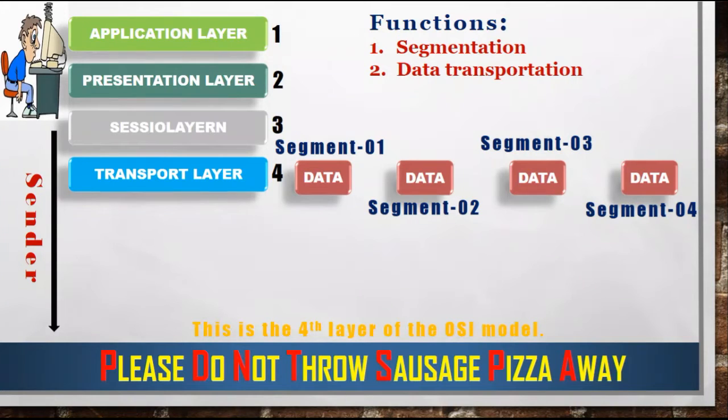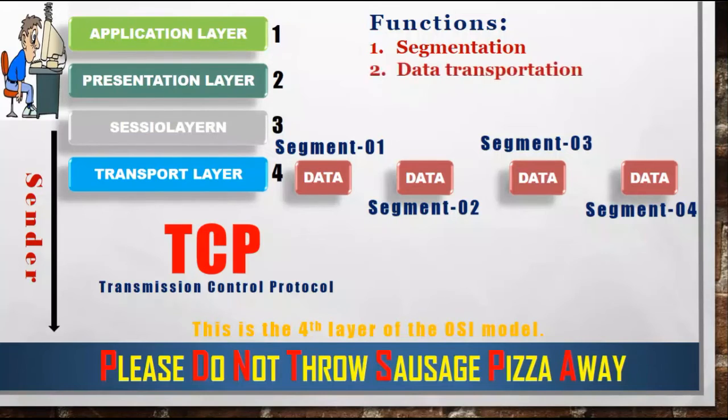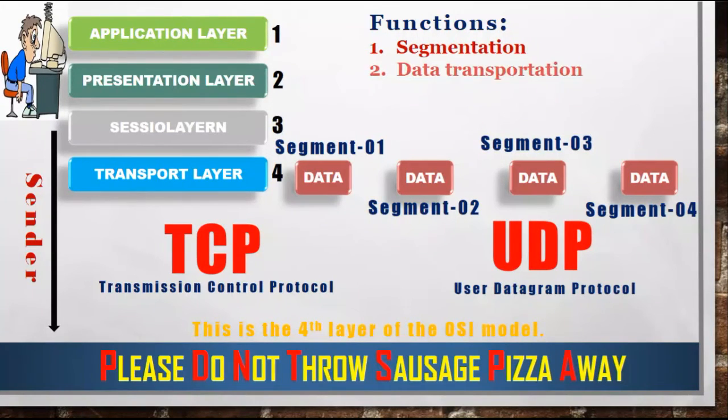Then data transportation. This layer establishes a logical connection between the sending system and the receiving system and uses that connection to provide end-to-end data transportation. For data transportation, it mainly uses two protocols, that is Transmission Control Protocol or TCP, and UDP or User Datagram Protocol.